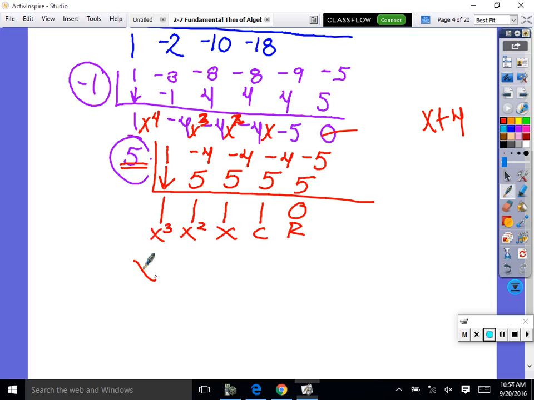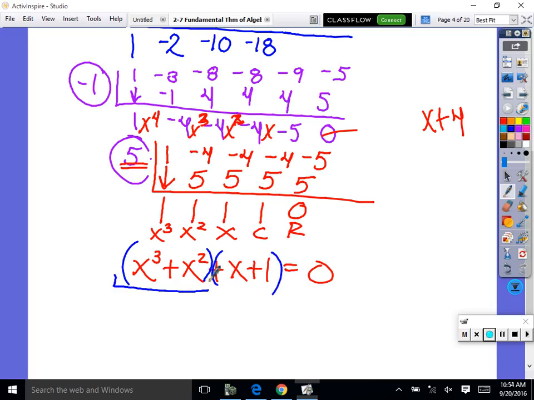So we have the polynomial x cubed plus x squared plus x plus 1 equals 0. Now let's think. Do we know a method to solve something like this? Yeah, factoring by grouping. There's 4 terms. So we try factoring by grouping. We're going to group the first 2 terms, group the second 2 terms, and factor out the greatest thing in common in each group.